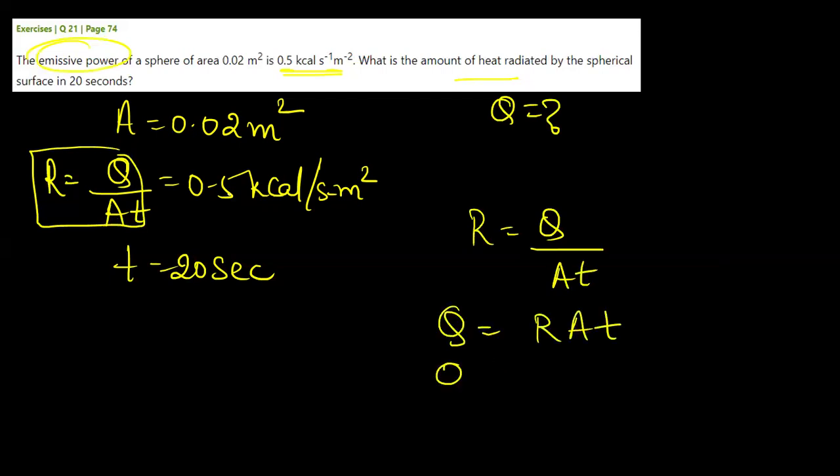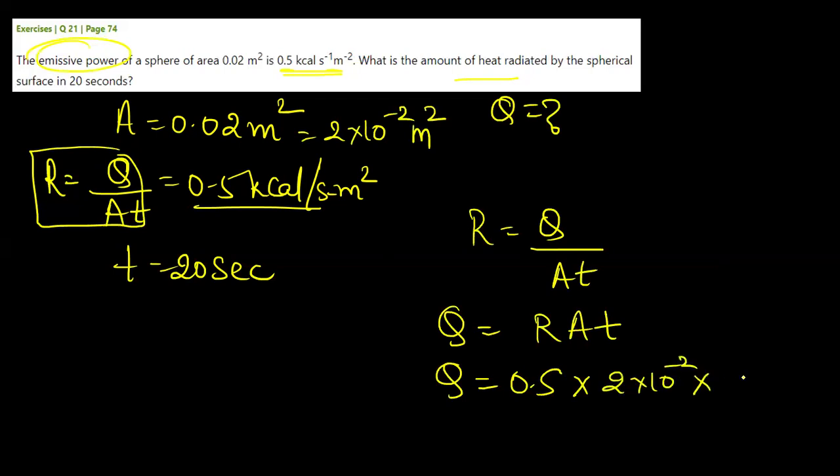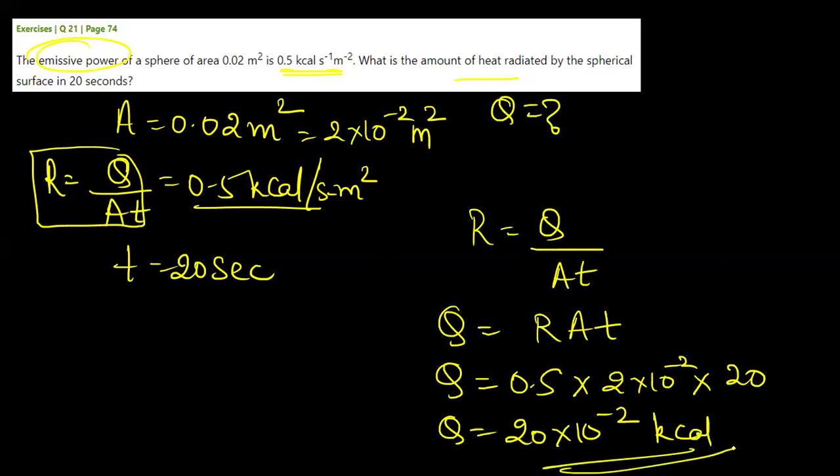So Q will be equal to R, the value is 0.5 kilocalorie. Let us keep it in kilocalorie only. Into area is 0.02, I can write this as 2 into 10 raised to minus 2 meter square. Into time is 20. So when you solve this, you get 20 into 10 raised to minus 2 kilocalories. That is your answer, that is 0.2 kilocalories. So this is the formula that you are using here. Q you are supposed to find. R, A, and T are given.